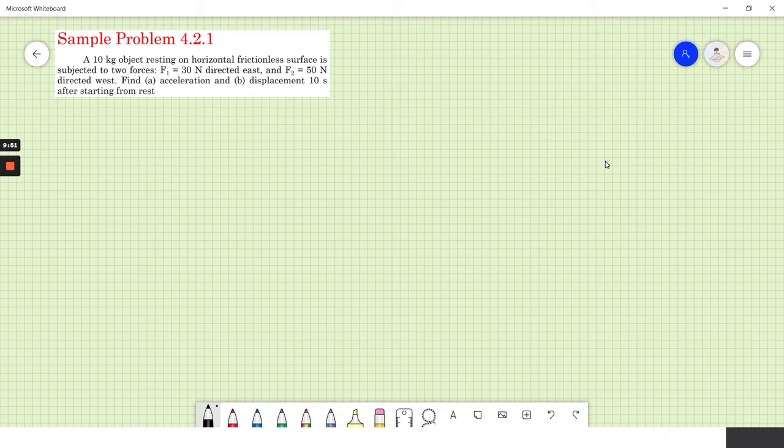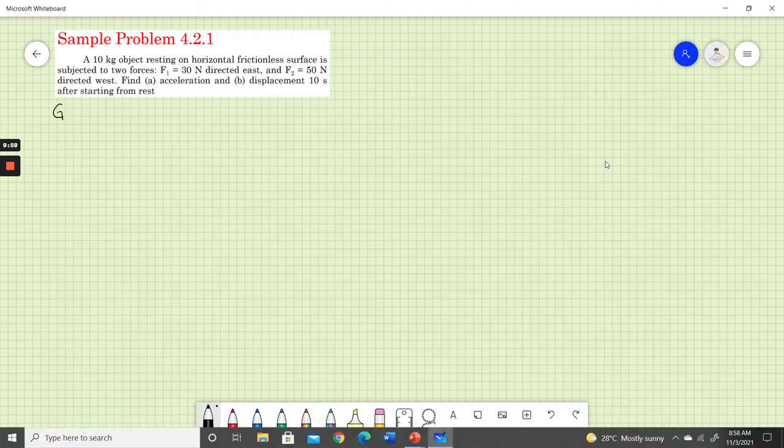So para hindi tayo malito, let's still use our GAFS format. So let's write the given in our problem. According to our problem, we have an object that has a mass of 10 kilograms. And this 10 kilogram object is moving on a horizontal surface that is frictionless. And it is subjected to two forces, which is force 1. And force 1 is equal to 30 newtons, and this force 1 is directed towards east. And we have force number 2. We're gonna use F2, and F2 is equal to 15 newtons, and it is directed west.